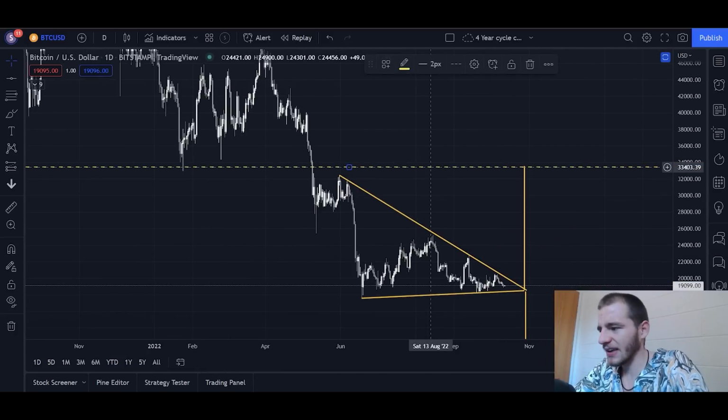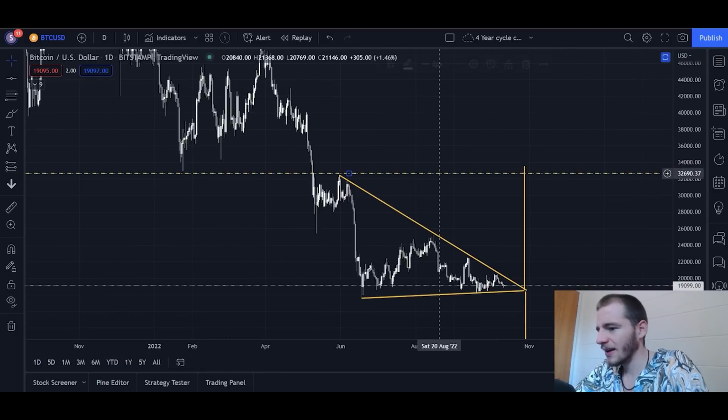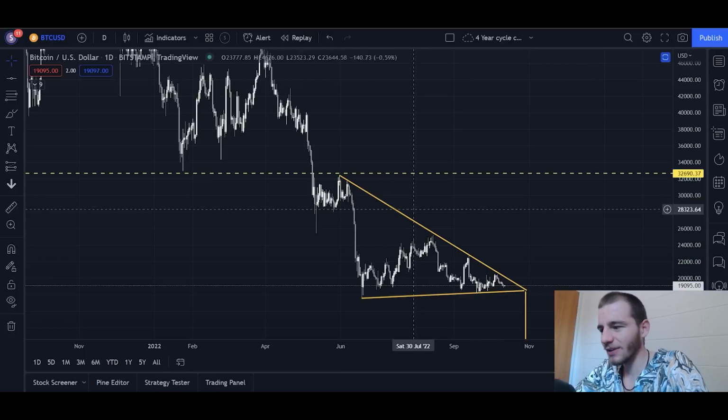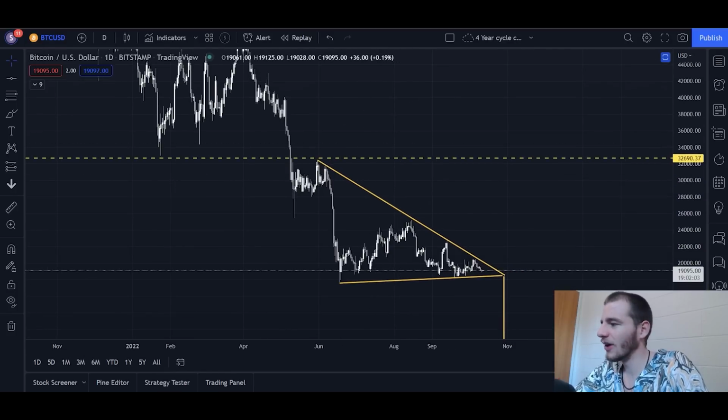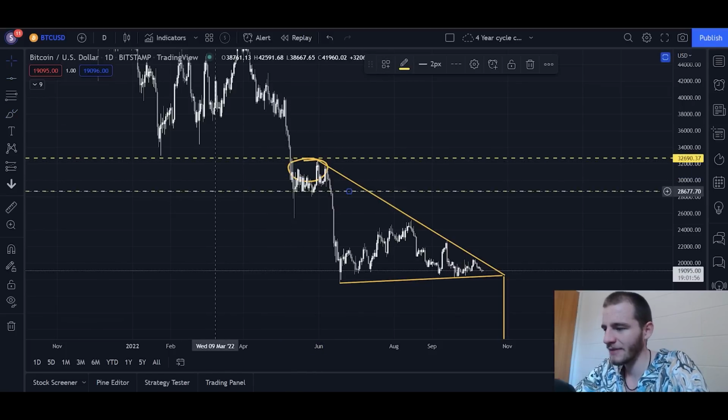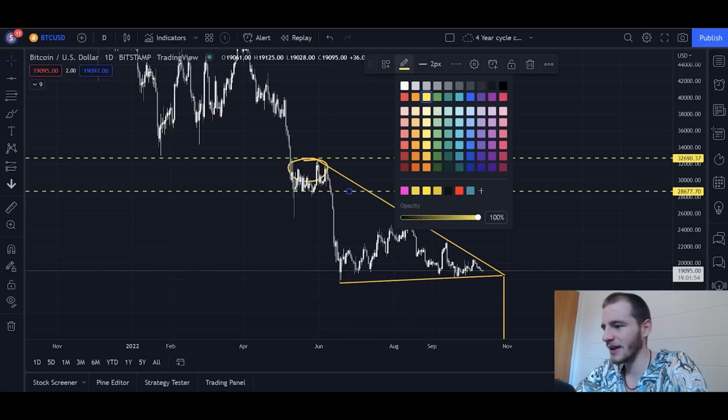But what would make sense is if we move this down just a little bit, 32,000 would make a lot of sense. Why is that? 32,000 is the top of the range we had before on this 28,600 consolidation zone. Okay, so let's bring out 28,600. That's that pink line here.